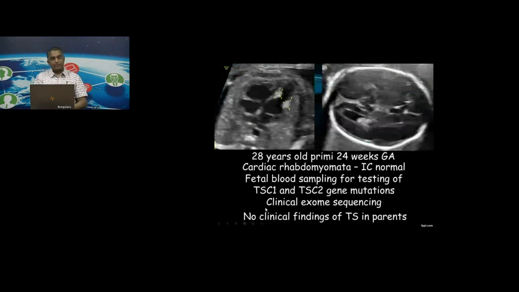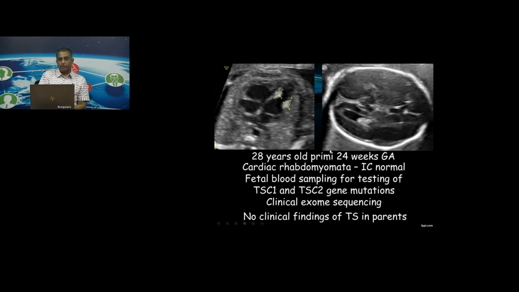Now let's change tack and look at this case. A 28-year-old primigravida, 24 weeks gestational age, presents to you with echogenic lesions in the left ventricle. Such echogenic lesions in the left ventricle of the heart, not of the brain but of the heart, are rhabdomyomata. When rhabdomyomata are present, you're worried about a condition called tuberous sclerosis, which also causes hamartomata, tubers, in the intracranium.